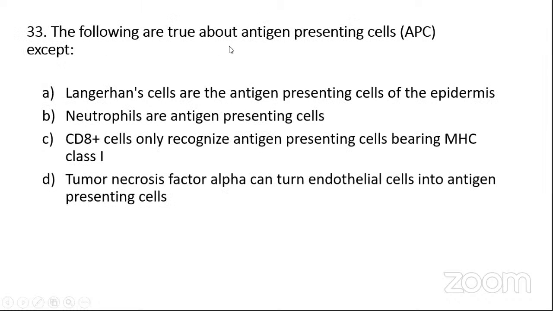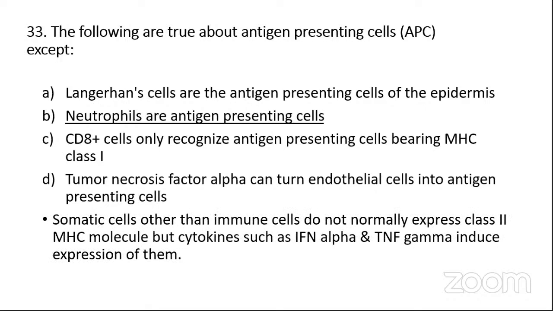The following are true about antigen presenting cells except: Langerhans cells are the antigen presenting cells of the epidermis. Neutrophils are antigen presenting cells. CD8 cells recognize antigen presenting cells bearing MHC class 1. Tumor necrosis factor alpha can turn endothelial cells into antigen presenting cells. So which is wrong? Neutrophils can never act as an antigen presenting cell.